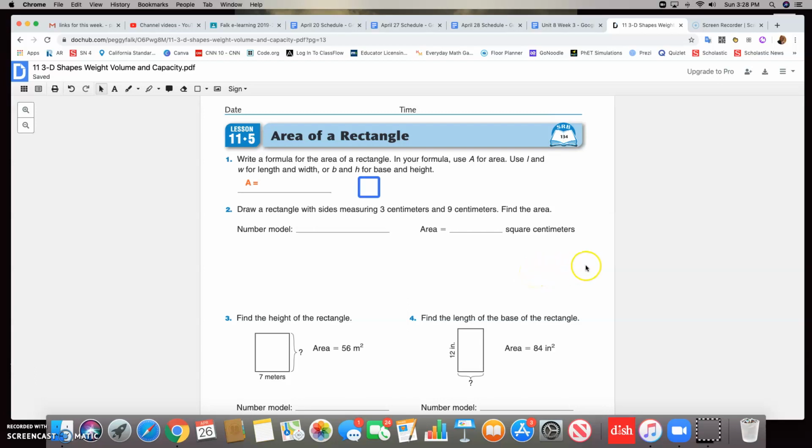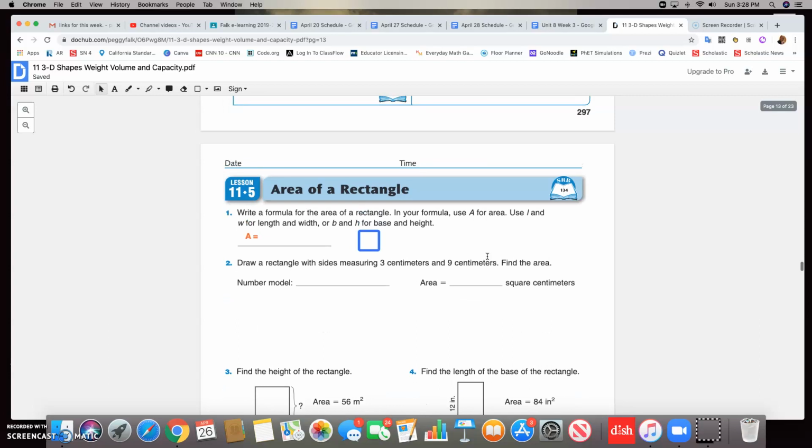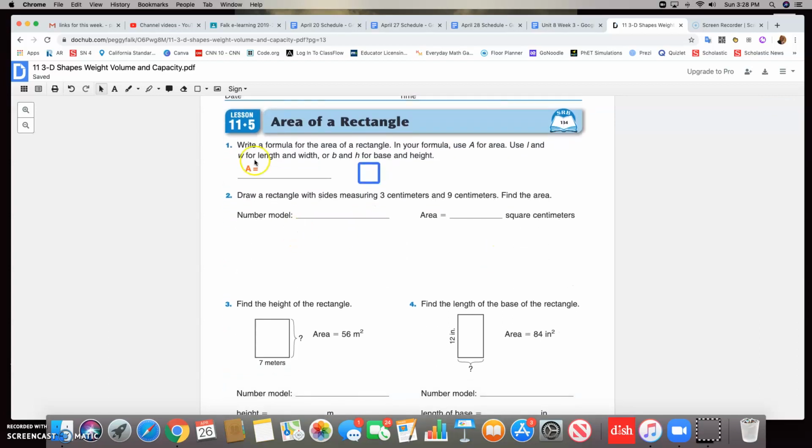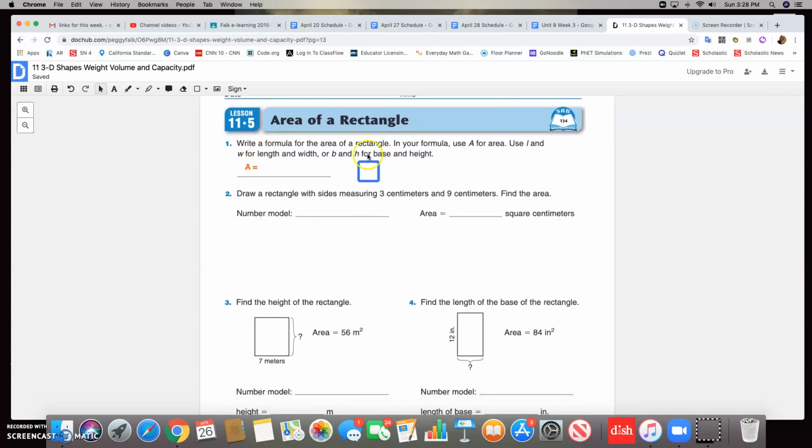So for math this week, we are going to study volume, finding volume. We're also going to review finding the area of a rectangle just because you need to remember that. So page 298 in your journal, if you want to open that up, we're just going to review this area of the rectangle. So number one is write a formula for the area of a rectangle.